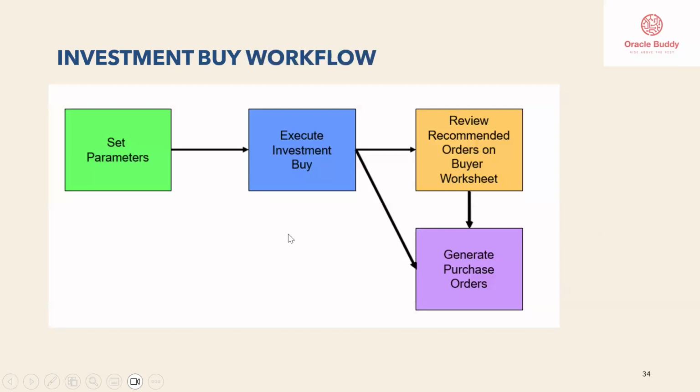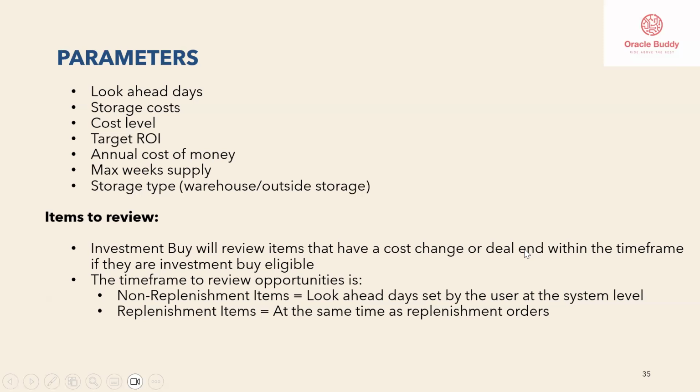So this is what our overall investment buy workflow looks like: set parameters, execute investment buy, review the recommended order on the buyer worksheet and generate the purchase order. Few parameters related to IB: look ahead days, storage cost, cost level, targeted rate of interest, annual cost of money, max peak supply, and storage type, whether you are using warehouse or outside storage.